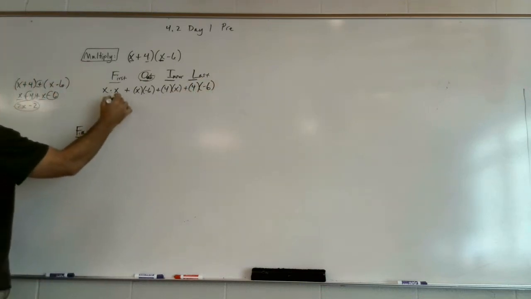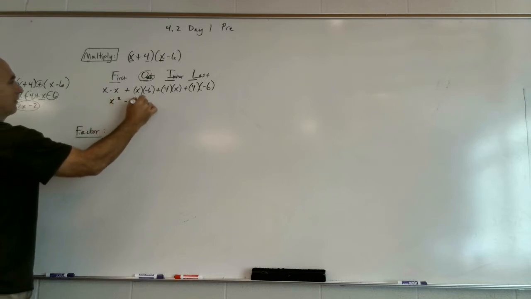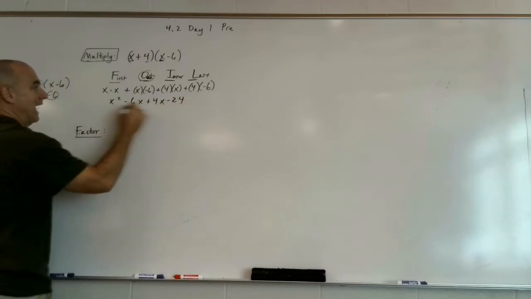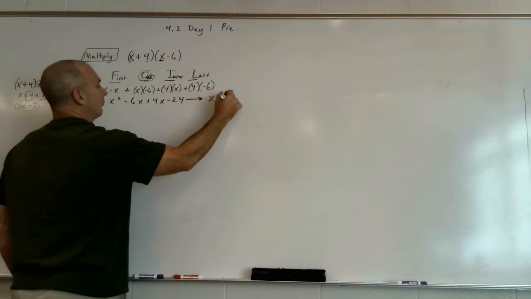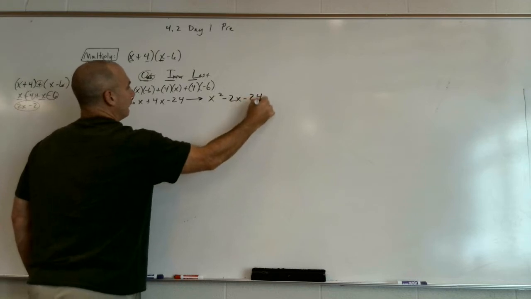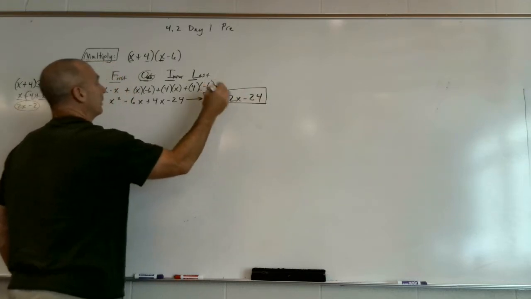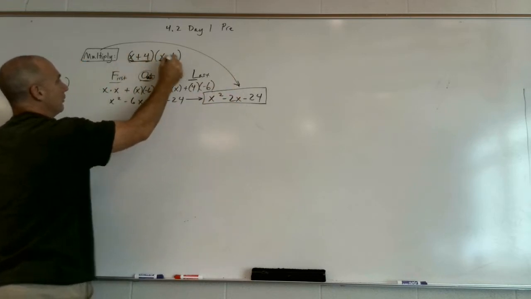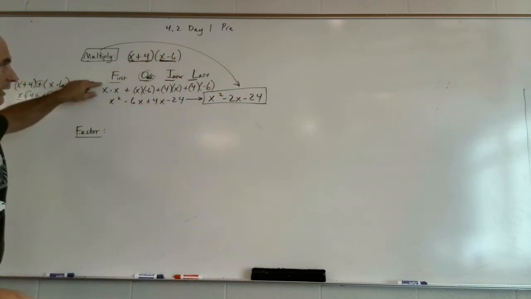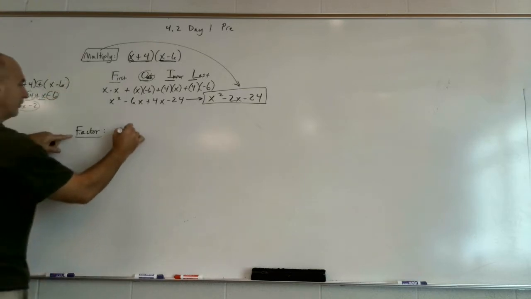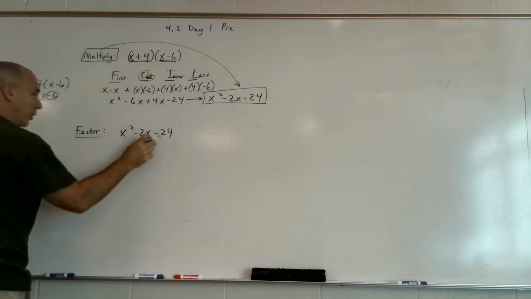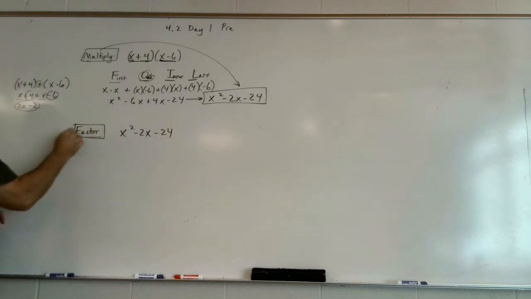And now we're just going to do the work. So that's x squared. This is minus 6x. This is 4x. And this is minus 24. And if I added like terms, I'd get x squared minus 2x minus 24. And that would be my answer after I multiplied these two binomials. Okay? And that's FOILing. The problem is you guys are going to be given trinomials, and the instructions are to factor.